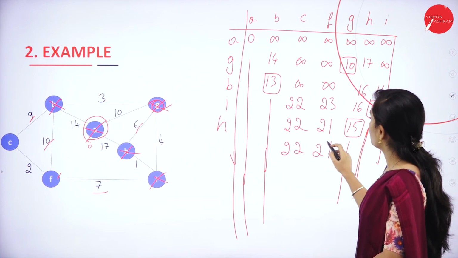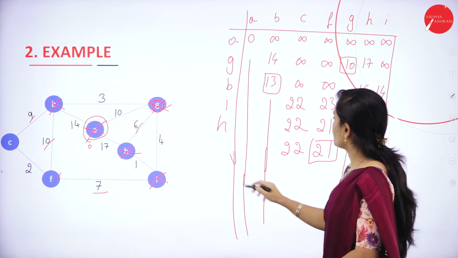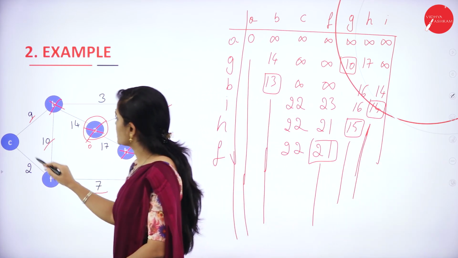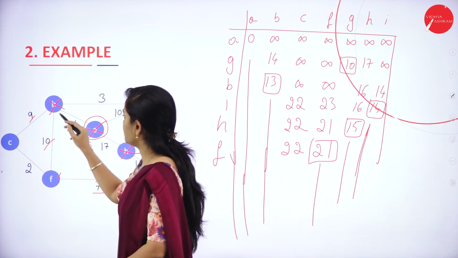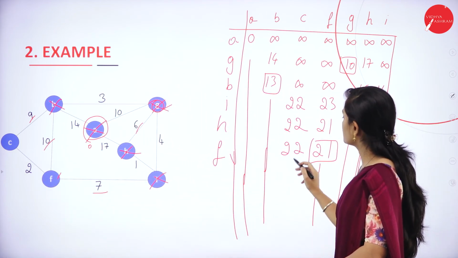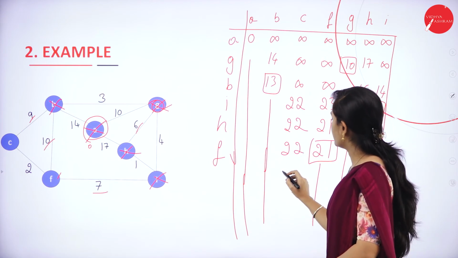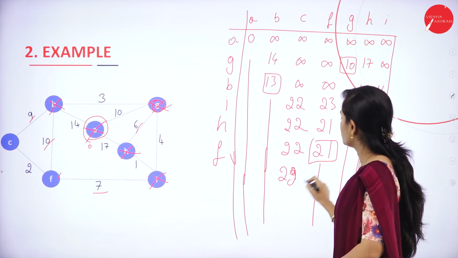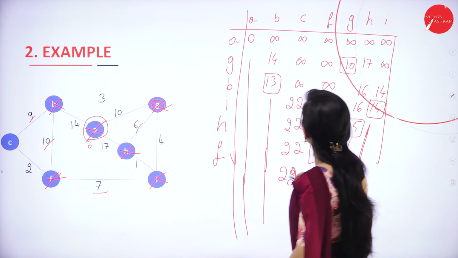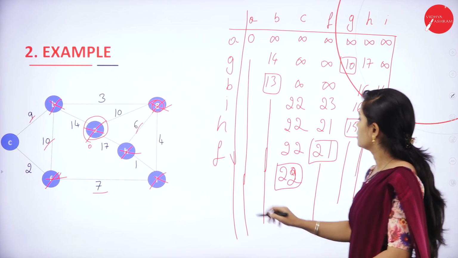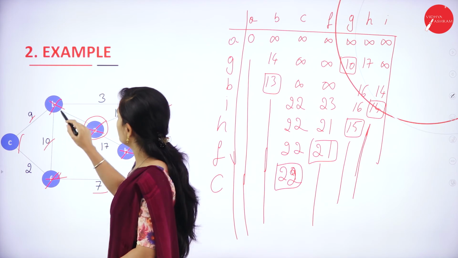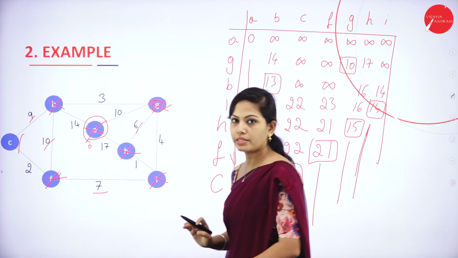So now vertex F is the least value. So F is connected to C and I and B. So F to C is 2. F to C is 2. 21 plus 2 is 23. 23 is higher than 22. I'll write 22. So you can cancel this F. So now the last consideration is vertex C. So now we have visited all the vertex exactly once, right?